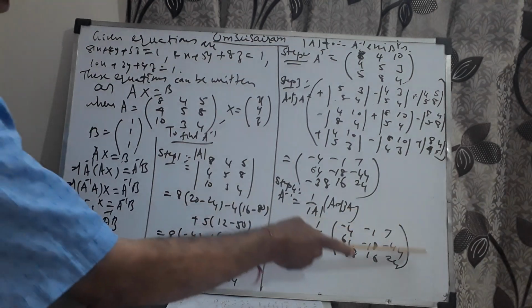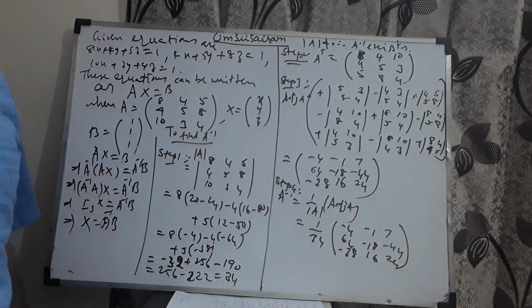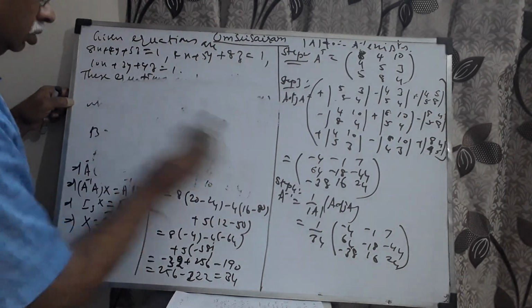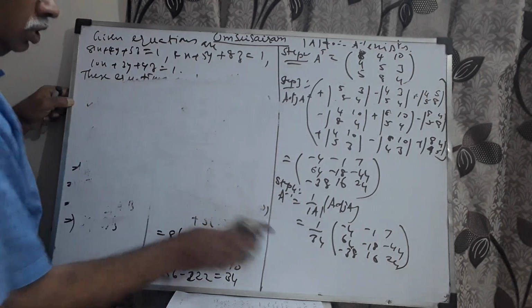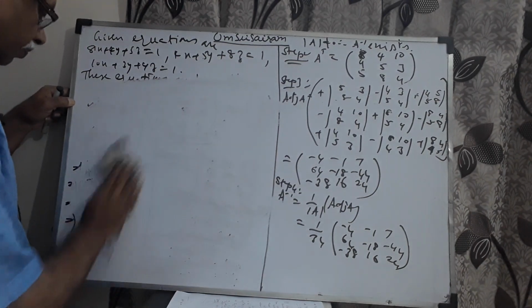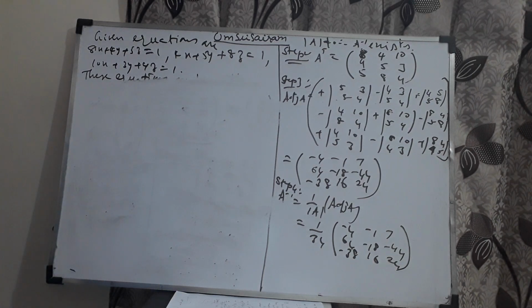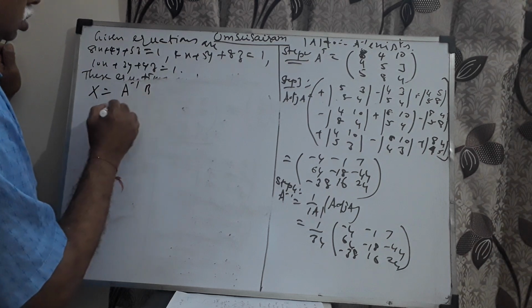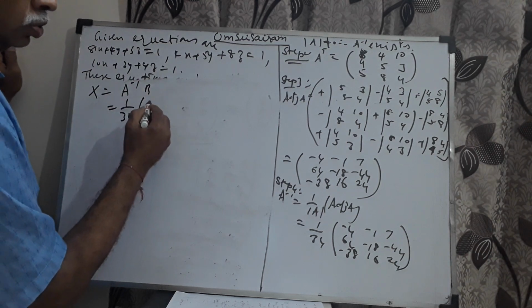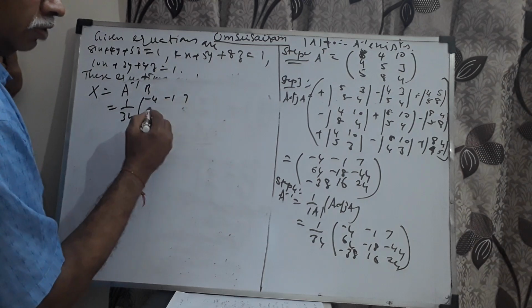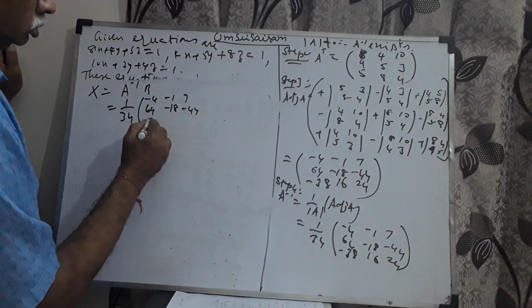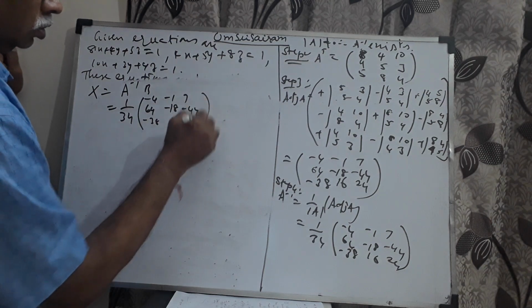Now 1 by 34, these entries will be the corresponding inverse. Let me rub this part, then only we can proceed with the answer. Now I have to use X is equal to A inverse B. See here, X is equal to A inverse B: 1 by 34 into minus 4, minus 1, 7, 64, minus 18, minus 44, minus 38, 16, 24, into 1, 1, 1.